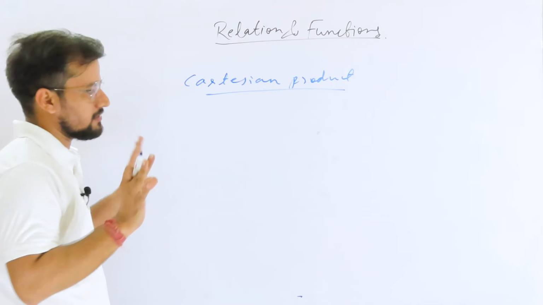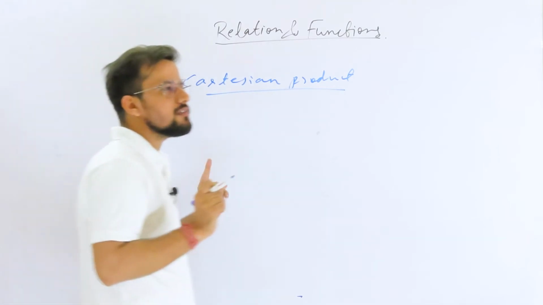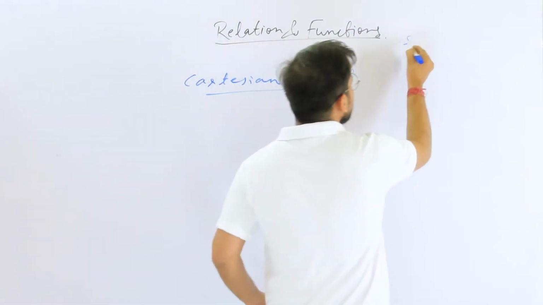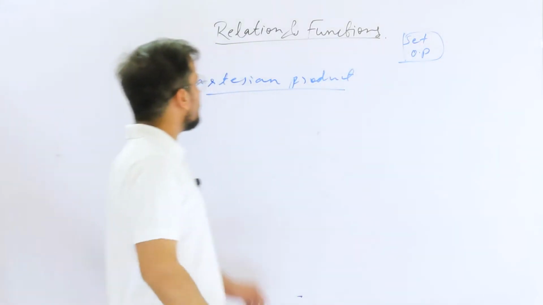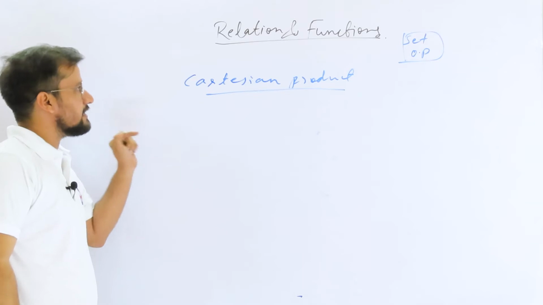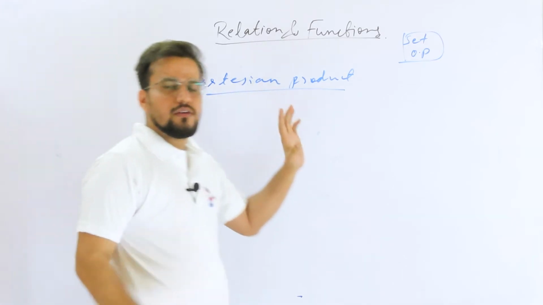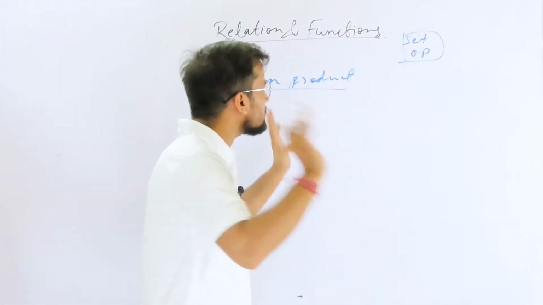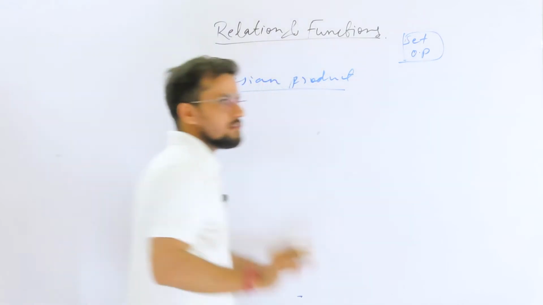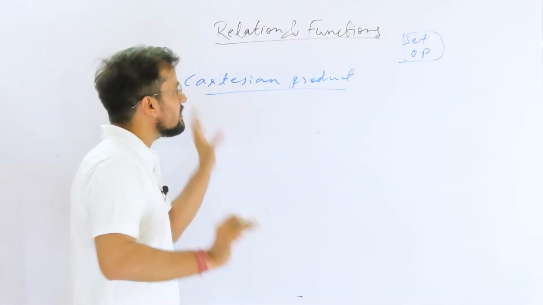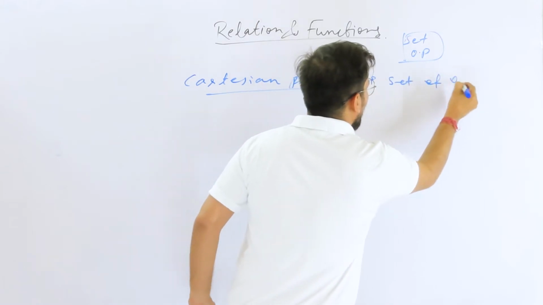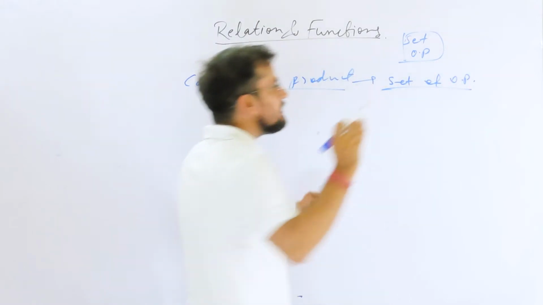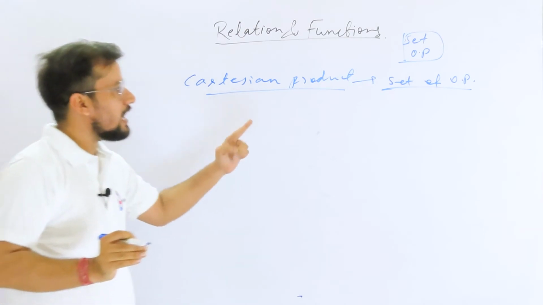What is the Cartesian product? Before it, we studied sets and ordered pairs. Right now we are studying the Cartesian product. What is it? Nothing, it's just a set of ordered pairs. That is the simple one-line definition. How it works, I will explain.